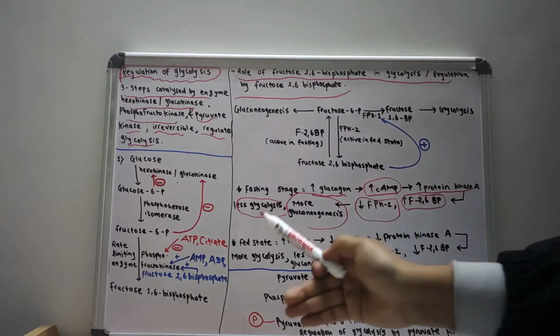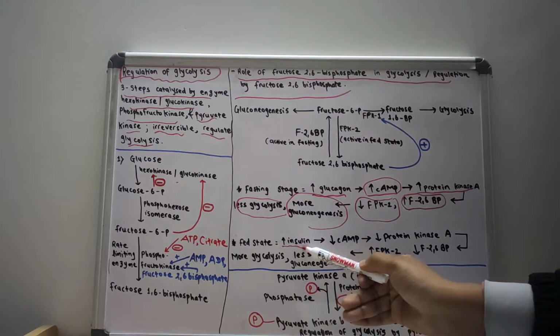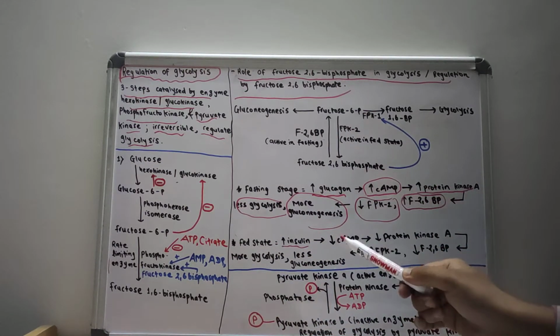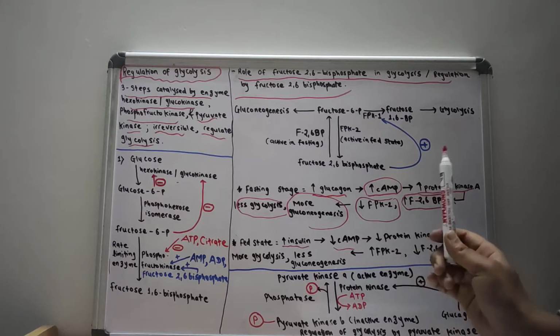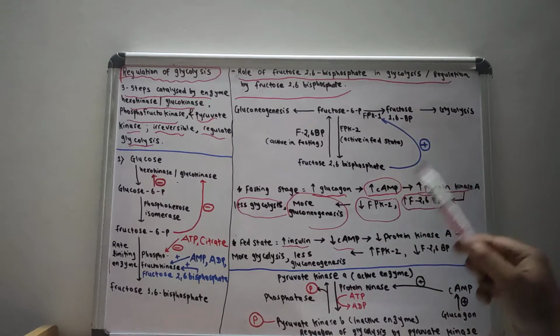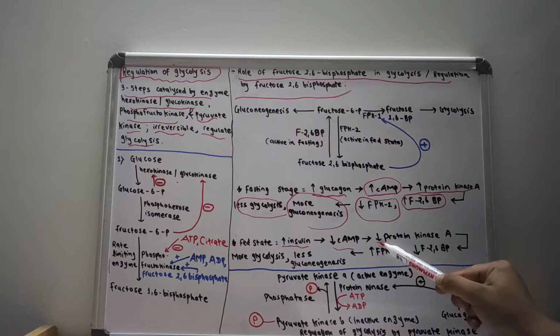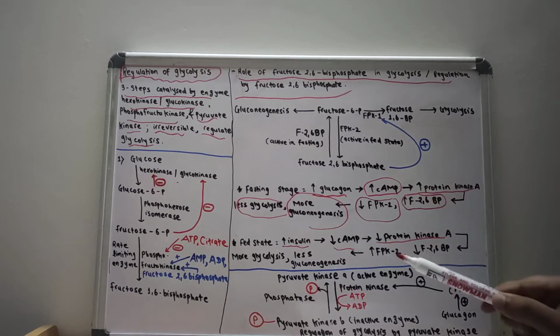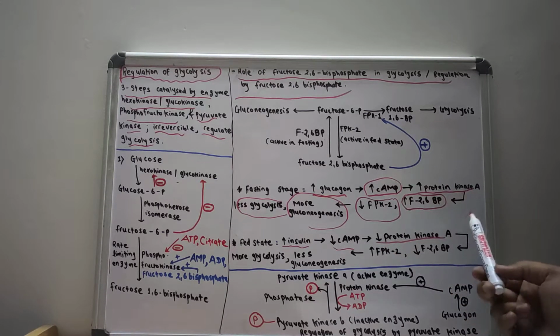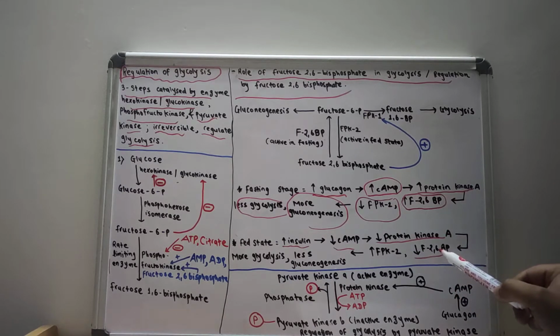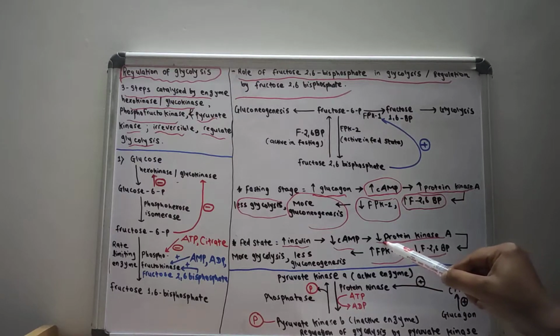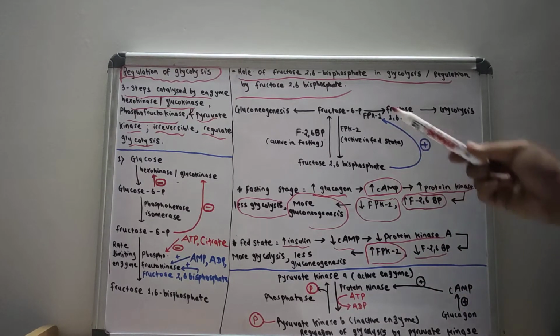How? In the fed state, there will be the production of insulin. The insulin will decrease the cyclic AMP. Upon decrease of cyclic AMP, there will be a decrease of protein kinase A. Upon decrease of protein kinase A, there will be a decreased amount of fructose 2,6 bisphosphatase and an increased amount of phosphofructokinase 2. So what happens?